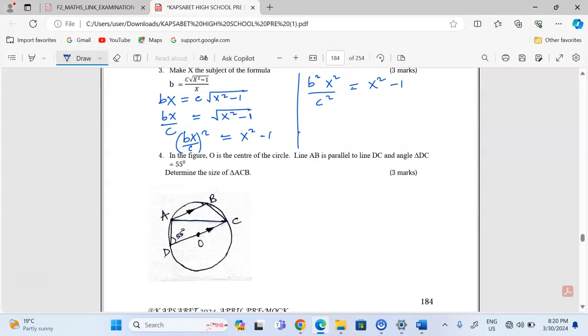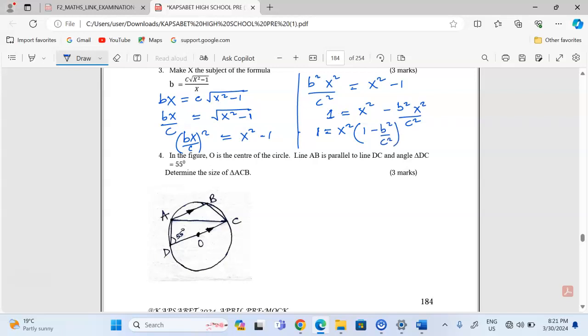So at this point, allow me group the terms with x together such that when I bring 1 to this side, it will become positive. Then at this side, I will have x squared minus b squared x squared out of c also squared. And at that point, I can talk of 1 being equal to x squared. Now we remain with 1 minus b squared out of c squared.